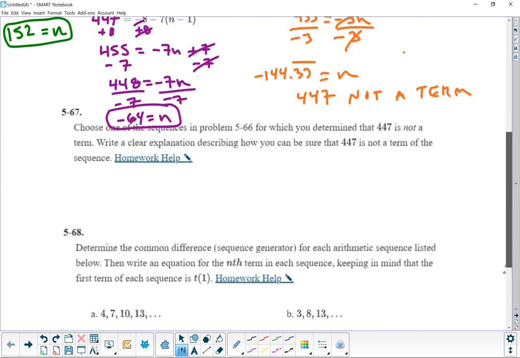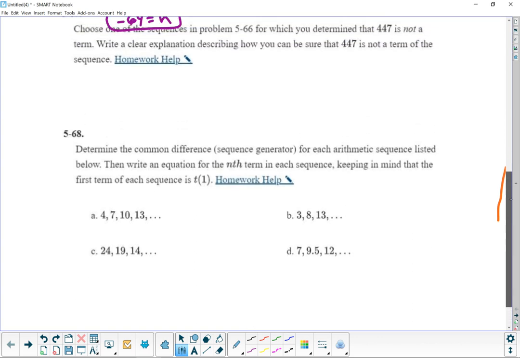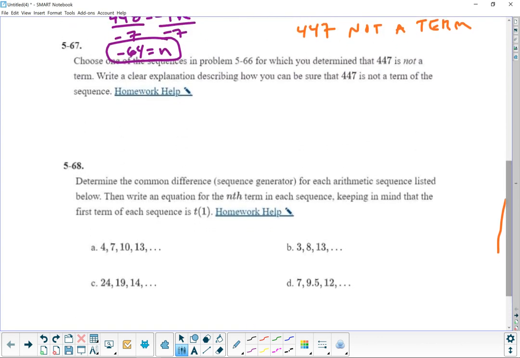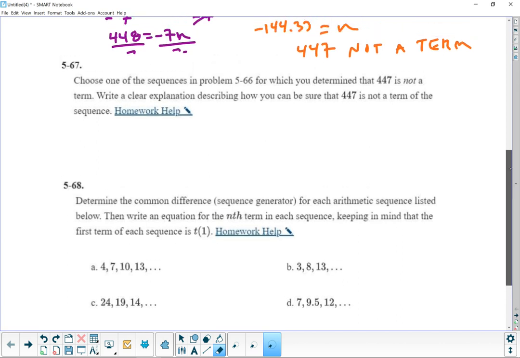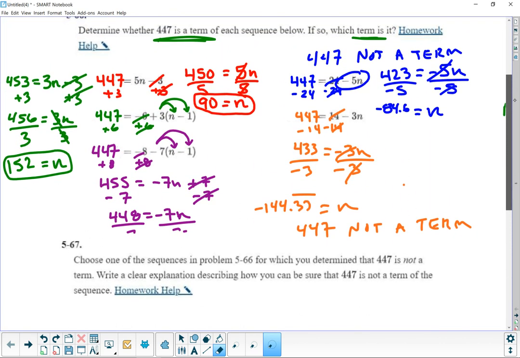Okay. And I believe this is, oh, there's 2 more. Number 67. And number 68. Choose one of the sequences, and 566 for you, which you determine 447 is not a term. Oh, this one's easy, right? Sorry, runny nose. Write a clear explanation describing how you can be sure 447 is not a term in the sequence. Right, so either B or the last one.